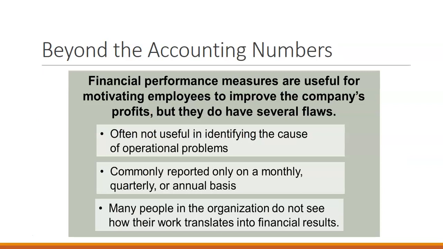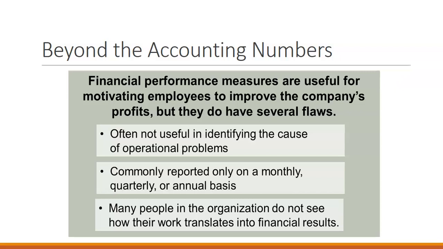So we already have talked a lot about financial performance measures, and you talk about financial performance measures in many classes throughout a business or accounting degree. However, what do we need to do for performance evaluation beyond the accounting numbers? Do our accounting numbers always identify the cause of operational problems? What if the causes of our operational problems aren't financial? What if they're more human relationship in nature? That doesn't always get identified through financial performance measures.